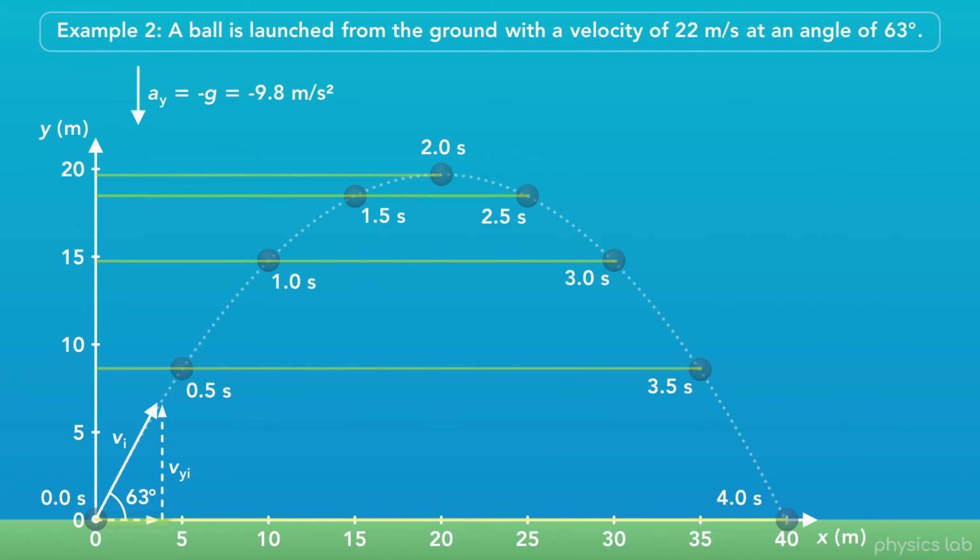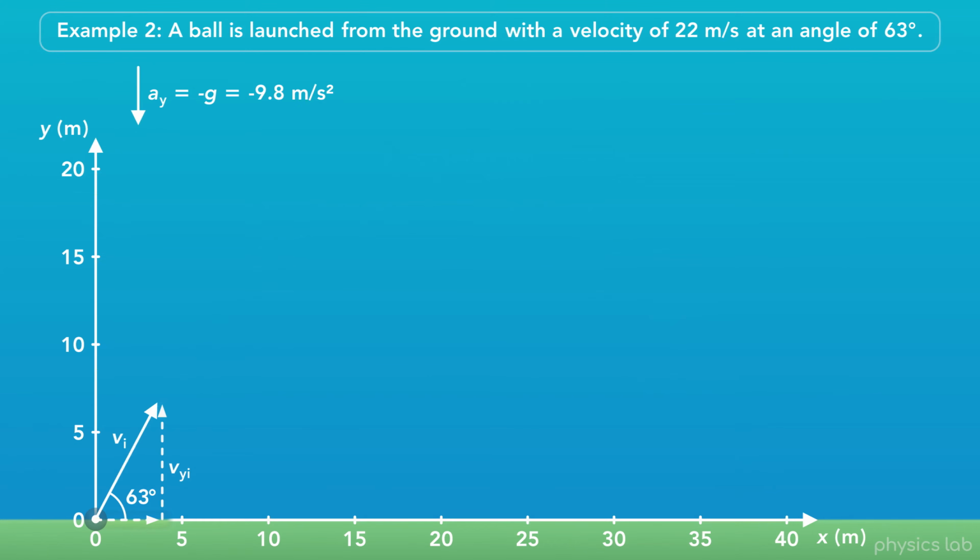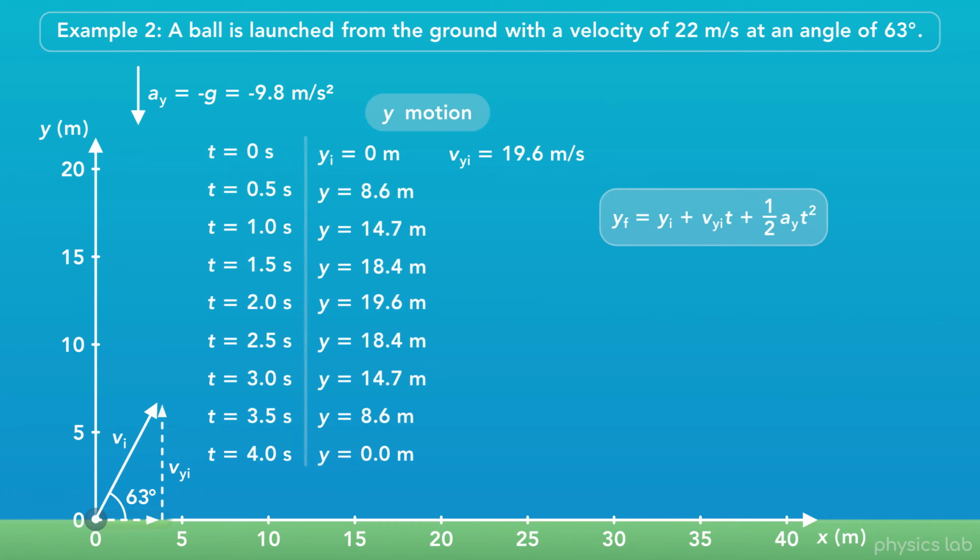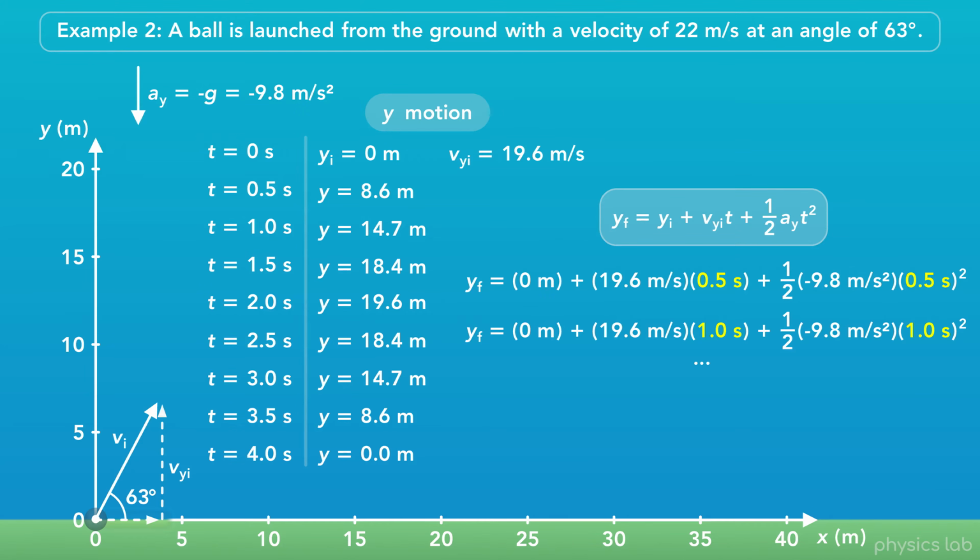Now let's look at the y motion. We can use this equation to find the y position at each time. The initial y position is 0 meters, the initial y velocity is 19.6 meters per second, and the y acceleration is negative 9.8 meters per second squared. When we plug in each time, we get the y positions.